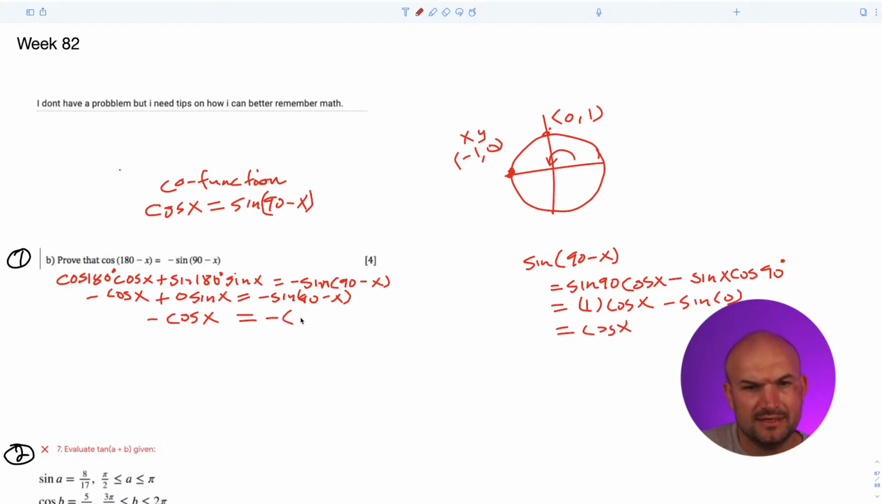So we have minus cosine of x, and you can see obviously negative cosine of x is equal to negative times the cosine of x. So therefore, you can see that this has been verified.